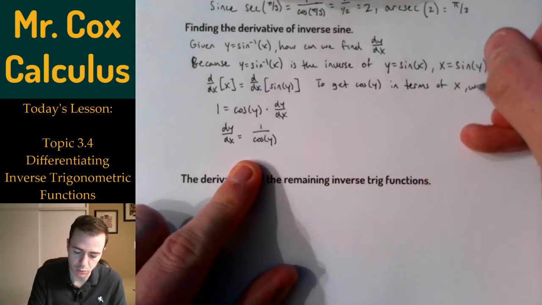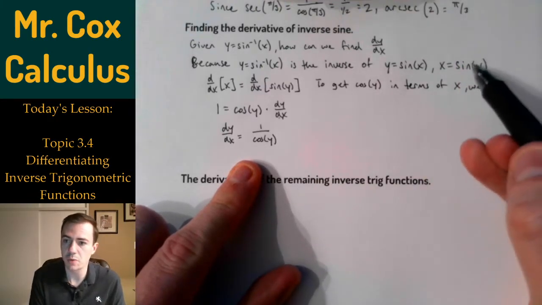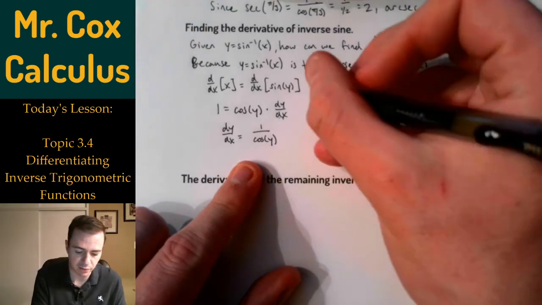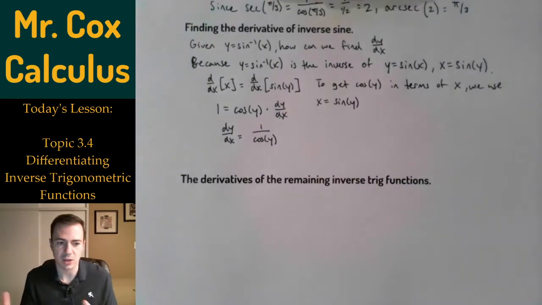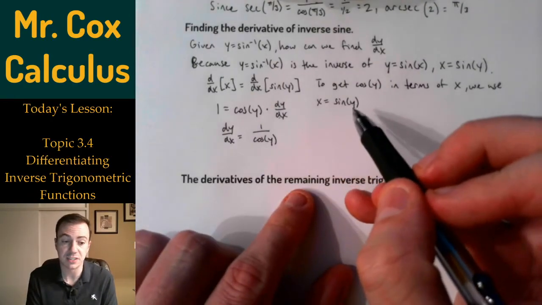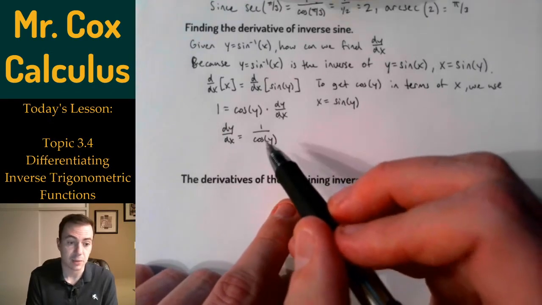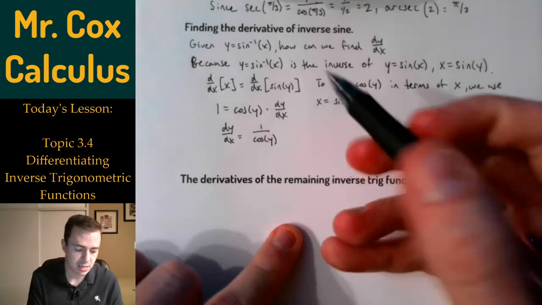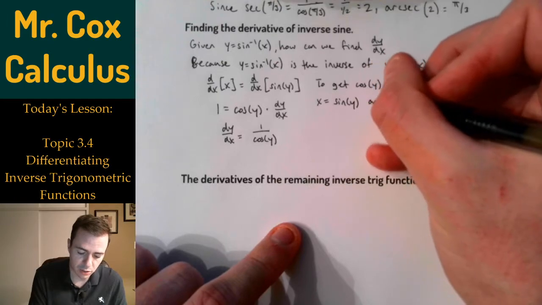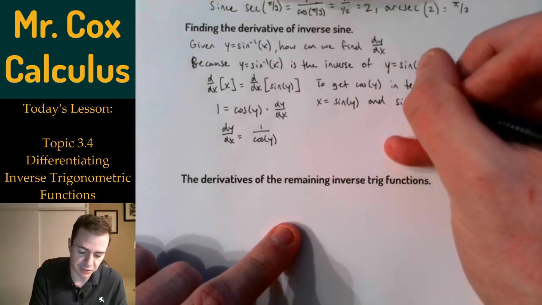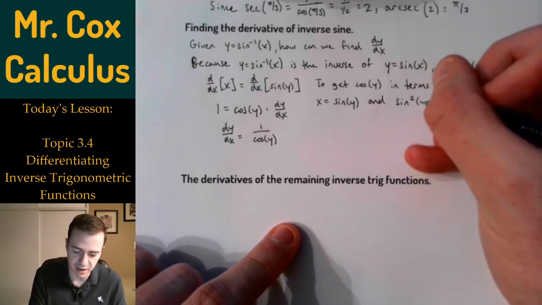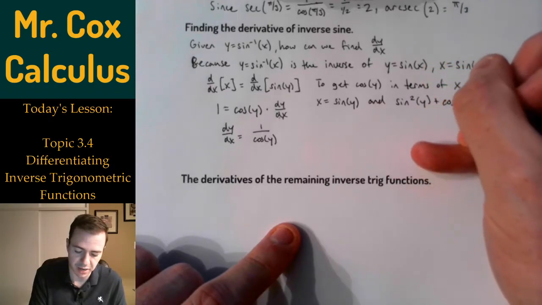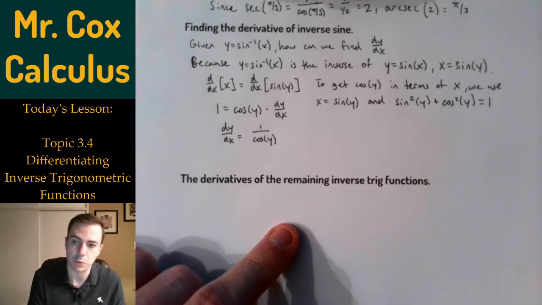we're going to start with the fact that x is equal to the sine of y. That's going to be our key to translate back and forth between y and x. I know the sine of y is equal to x. I'm trying to figure out what the cosine of y is equal to. And in order to do that, I'm going to use our famous trigonometric identity, the Pythagorean identity: sine squared of y plus cosine squared of y is equal to 1.